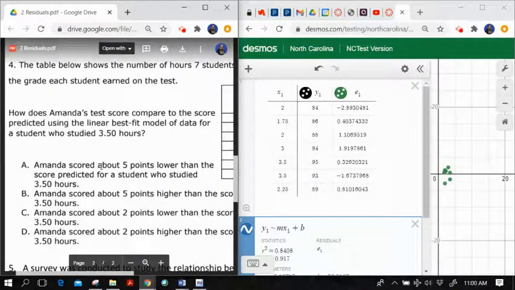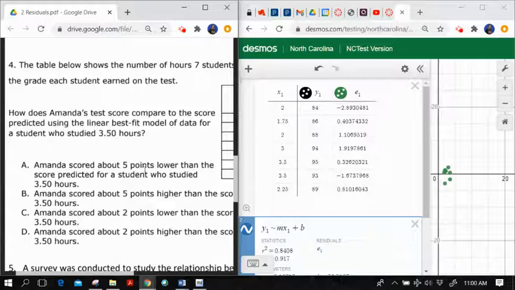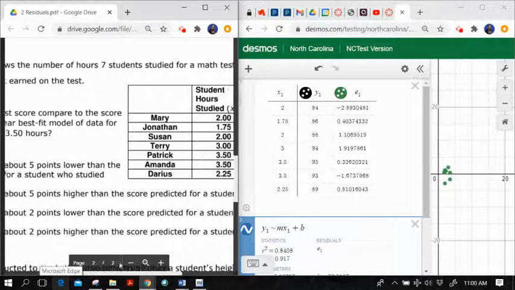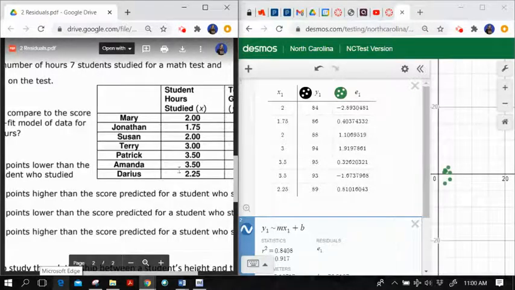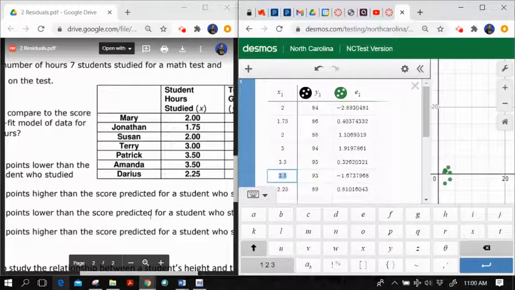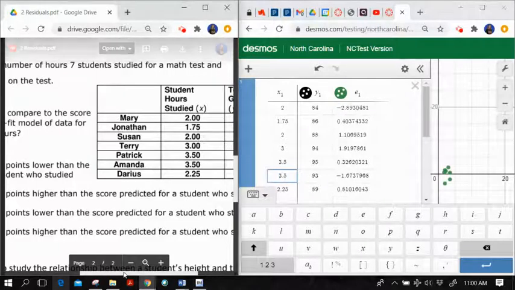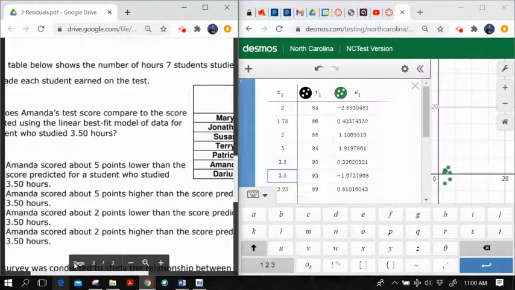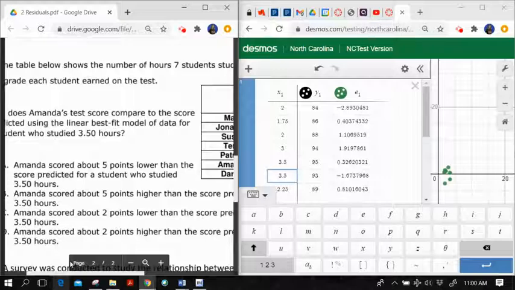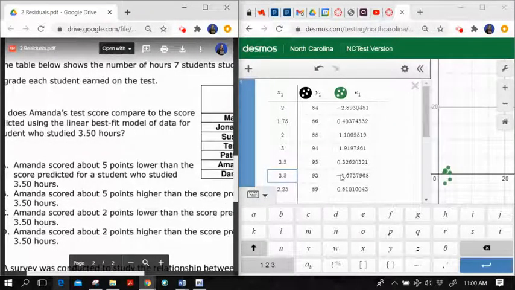Amanda scored about 5 points lower than the score predicted. So let's look at Amanda. Amanda is the second one from the bottom. Okay, right here. That's Amanda. So did she score about 5 points lower? And the answer is no. Negative 1.67 is what she scored lower.